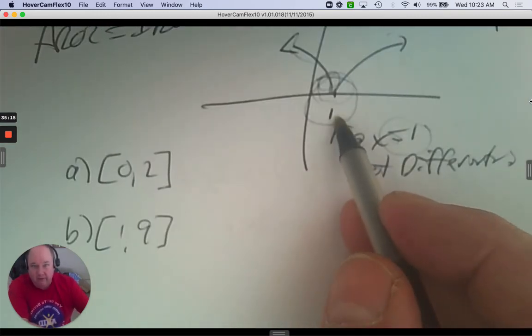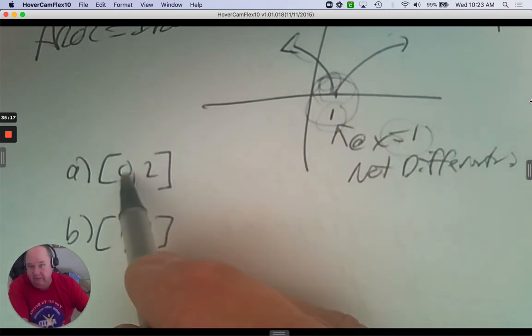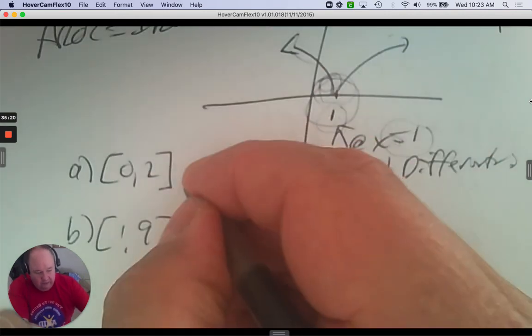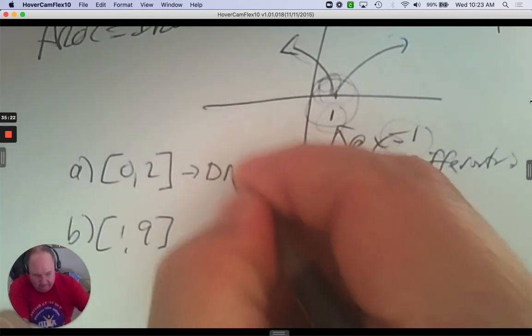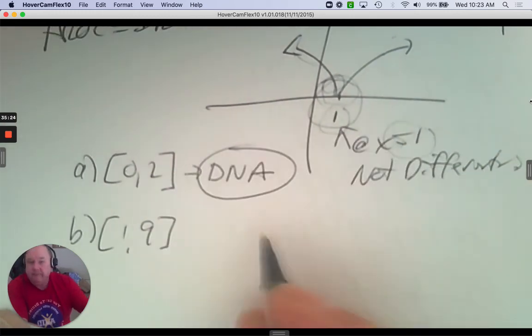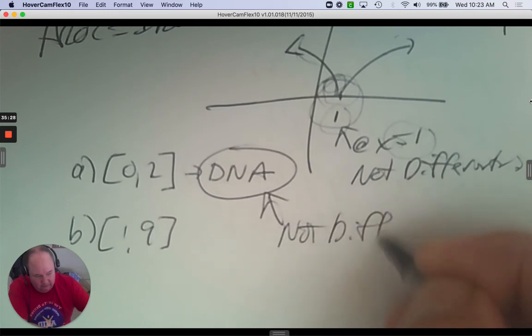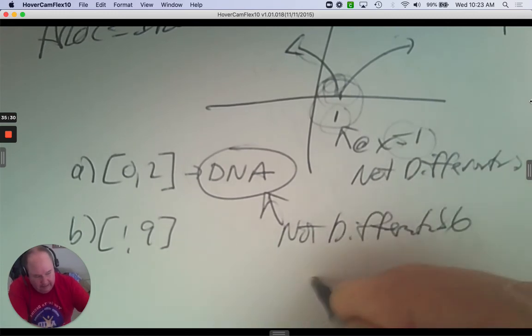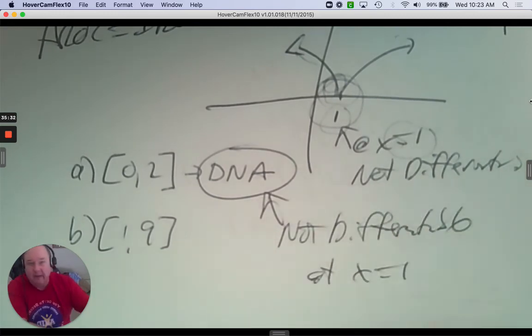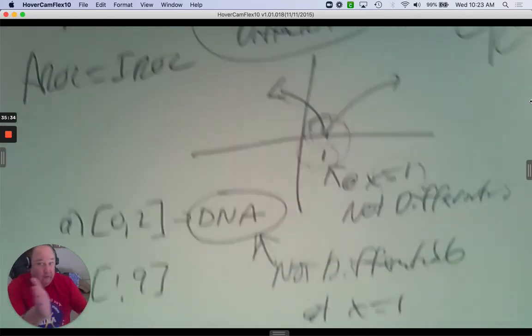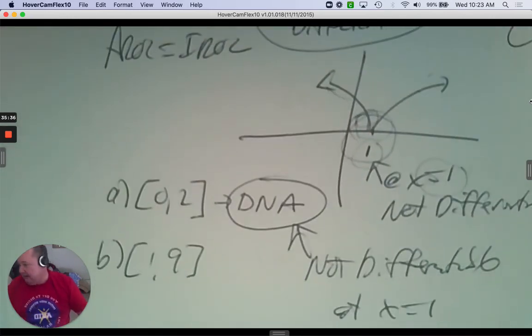For this one, 1 is in between 0 and 2. So for here, it does not apply. And the reason is it's not differentiable at x equals 1. So in the middle of the interval, it's not differentiable, so the mean value theorem does not apply. In part B, it's a little confusing.